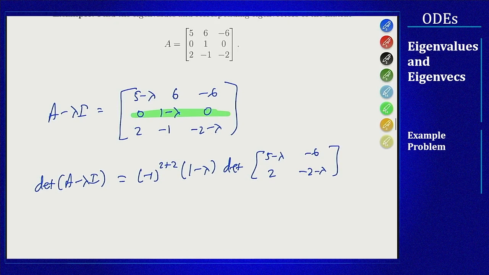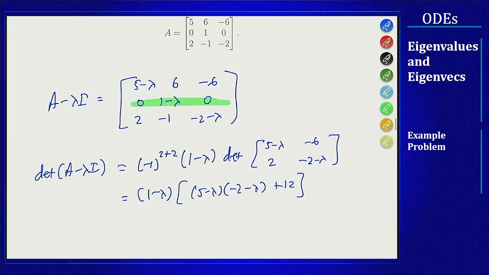We can compute that 2 by 2 out. 5 minus lambda times 2 minus lambda plus 12 is just AD minus BC. And then we can expand out that quadratic inside the brackets. We get a lambda squared. We have a plus 2 lambda from these two terms and a minus 5 from these two, so that's a net minus 3 lambda. Minus 10 plus 12 is plus 2.